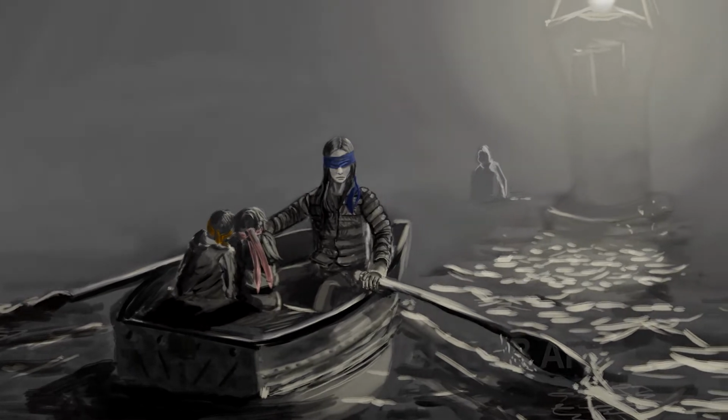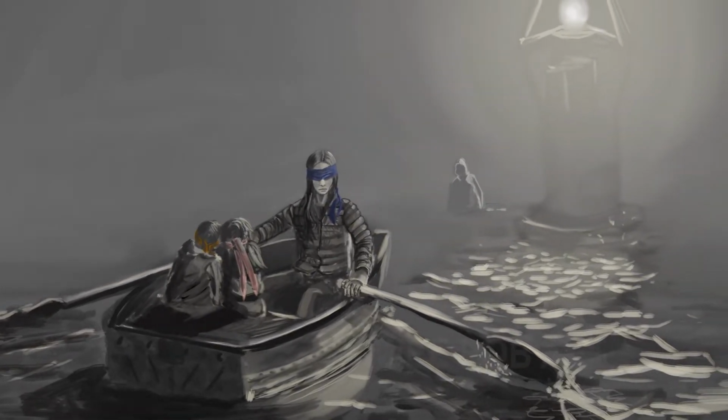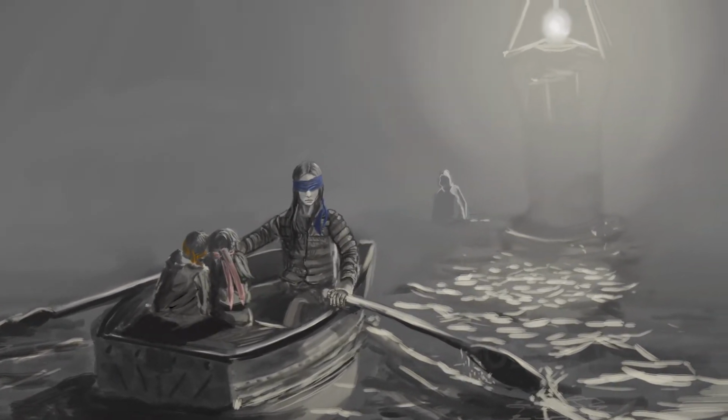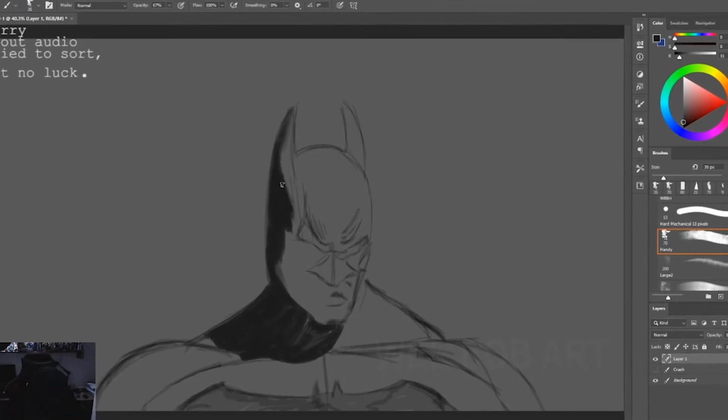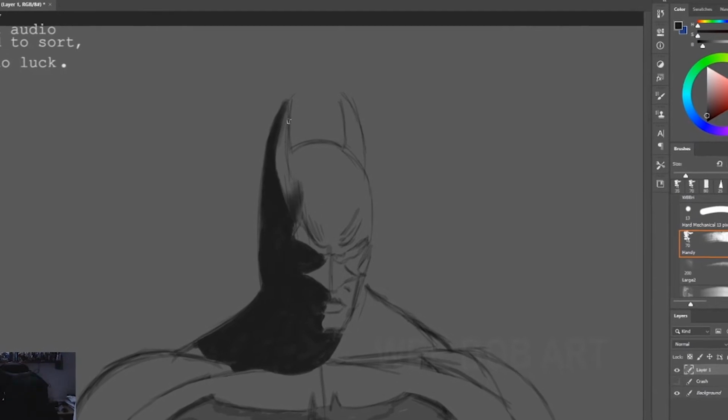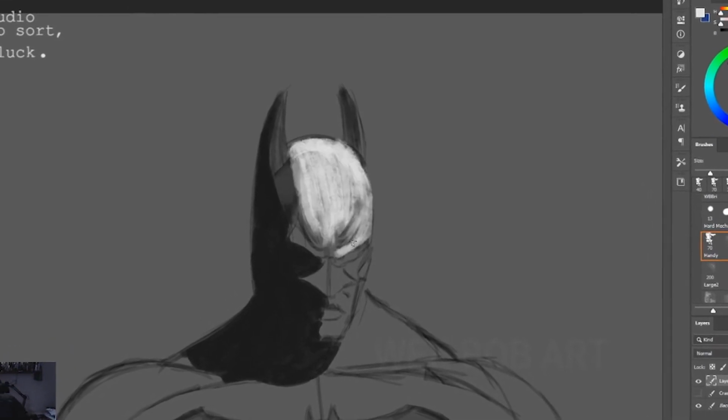We can create mood with the dark and the light colours. But light does not always mean good and dark does not always mean evil. Take Batman or Black Panther. We're on the side of good. With Batman, I'll let you decide. You can let me know in the comments.